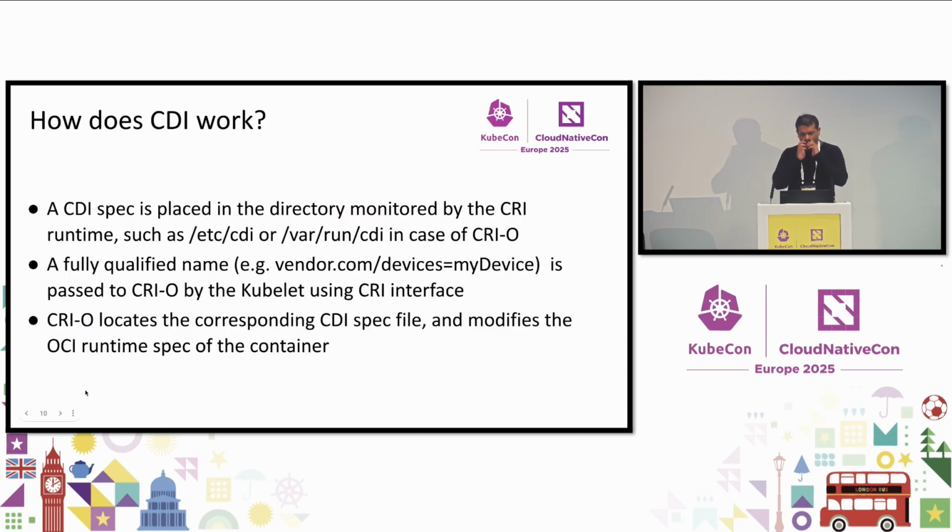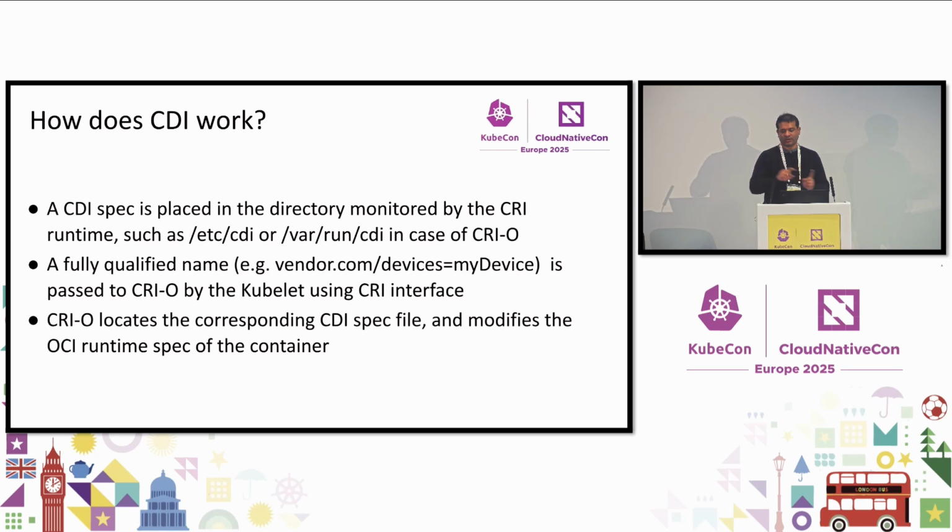So how does CDI work in CRI-O? Usually you have a CDI spec placed inside a specific directory that CRI-O monitors. By default, CRI-O monitors /etc/cdi and /var/run/cdi. Who places this CDI spec there? It could be a device driver, or a daemon set that lists the devices and generates this CDI spec. So CRI-O is essentially monitoring these directories.